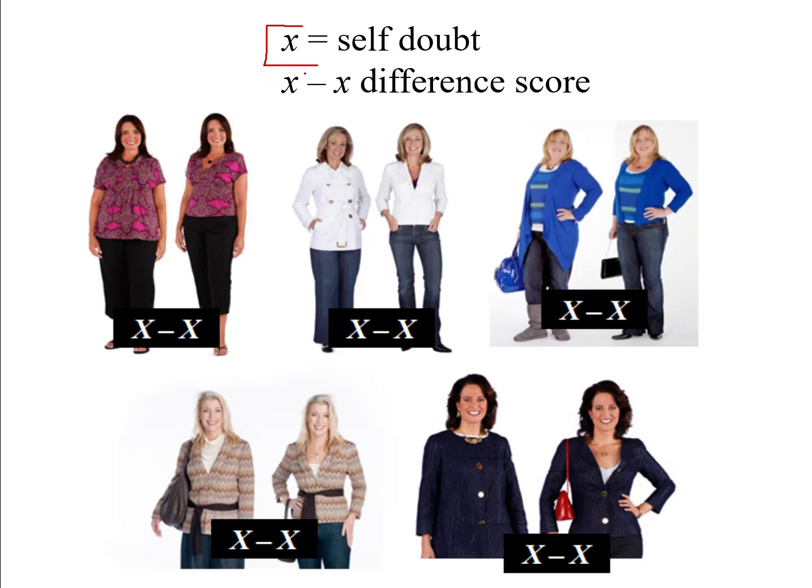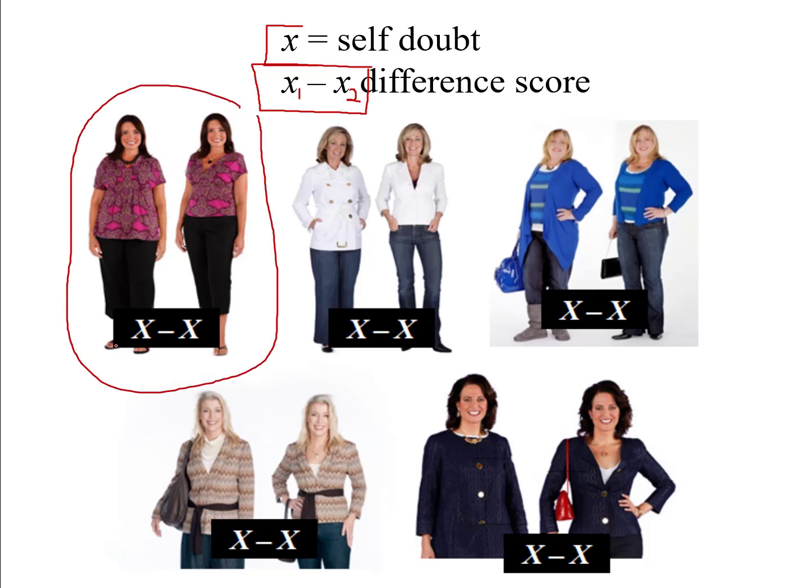Now what I can do is calculate a difference score, where I take their score for X at time 1 and subtract from it their score for X at time 2 to get the difference between their 2 self-doubt scores. That would indicate the extent to which their self-doubt is changing over time. So every single person in the sample has a score on X at time 1 and a score on X at time 2. They have their pre-treatment self-doubt score and their post-treatment self-doubt score.